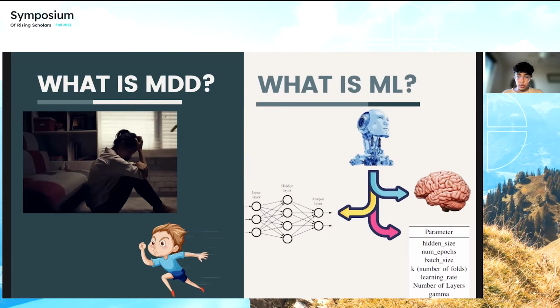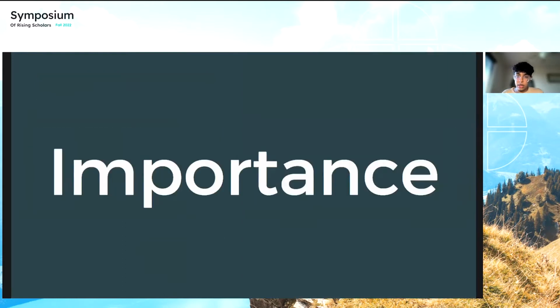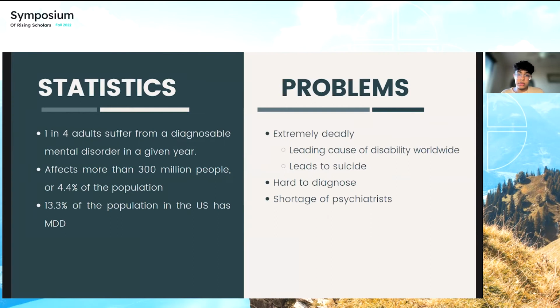There are many neural networks, and the one we created is a novel feed-forward network. It has many parameters, as you can see to the left. And let's continue. So why exactly is this topic important? Let's start with some stats.